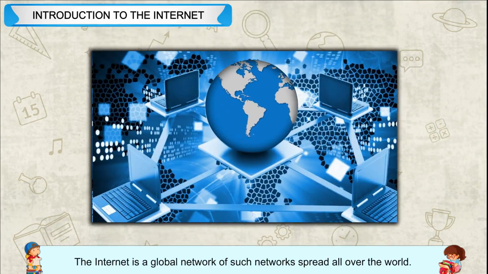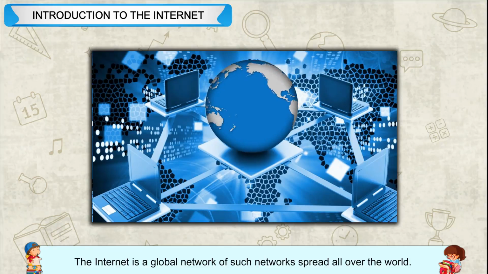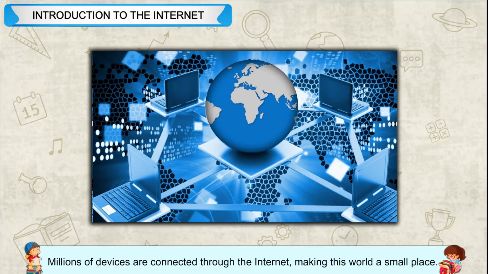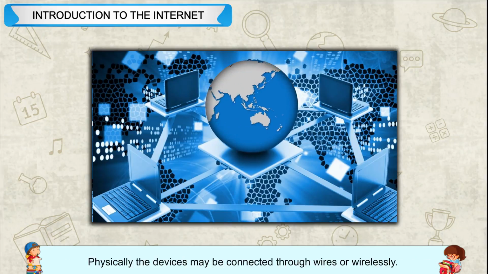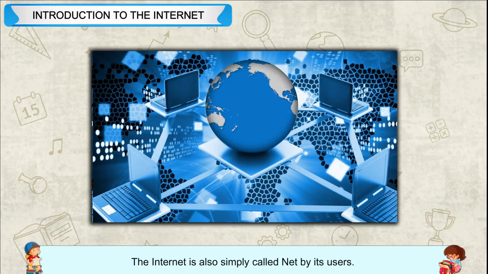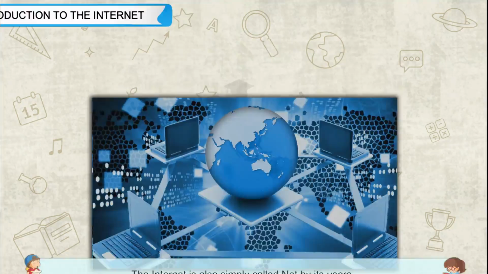The Internet is a global network of such networks spread all over the world. Millions of devices are connected through the Internet, making this world a small place. Physically, the devices may be connected through wires or wirelessly. The Internet is also simply called net by its users.